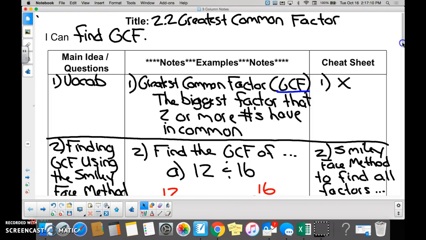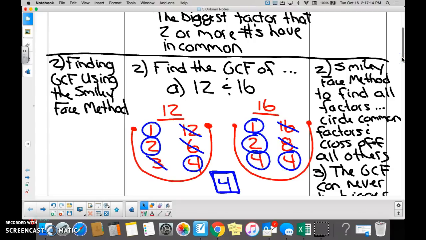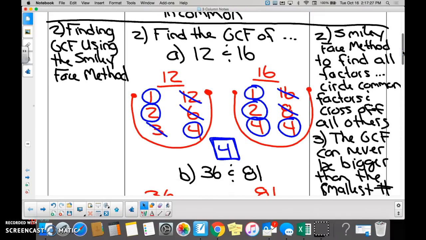Let's go down and take a look at what that looks like. What method do we use to find GCF, everybody? The smiley face method. So if I give you 2 factors like 12 and 16, you are going to find all the factors for 12 and all the factors of 16 using the smiley face method. Once you've established all of those factors, you then are going to organize by circling the numbers that they have in common. Yes or no?